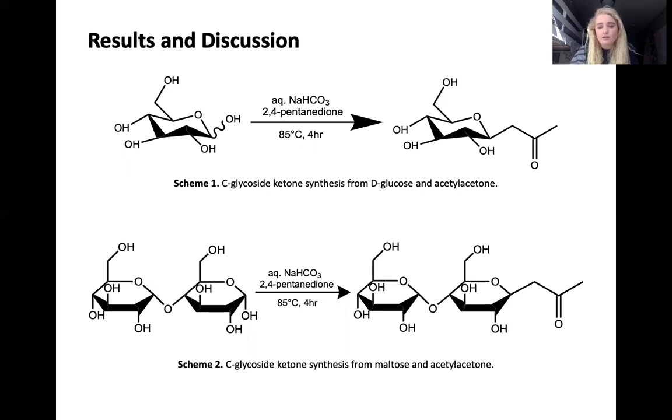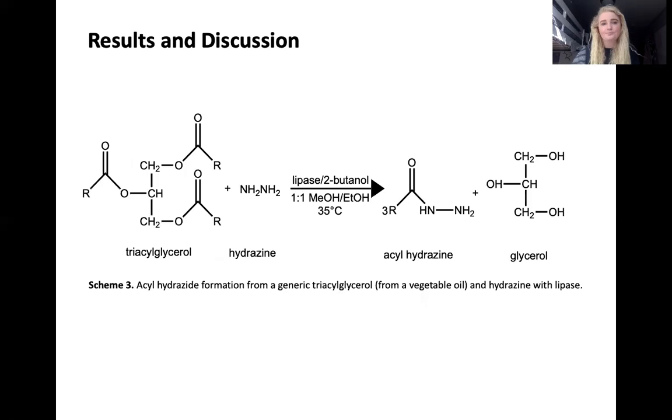And this process was also done with maltose, a disaccharide, to form a different polar head group, as you can see on the bottom, under the same reaction conditions. And this also forms a molecule referred to as a C-glycoside ketone. These molecules will both be used as separate polar head groups attached to different fatty acid tails to create a variety of surfactant molecules.